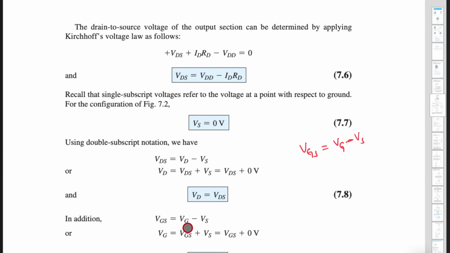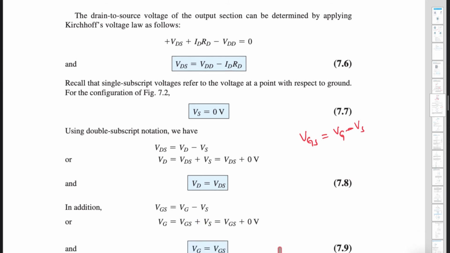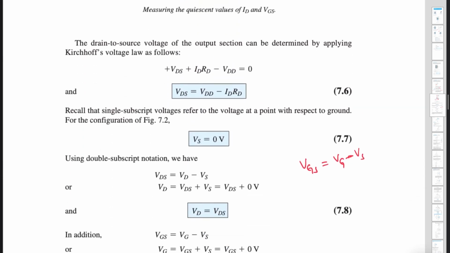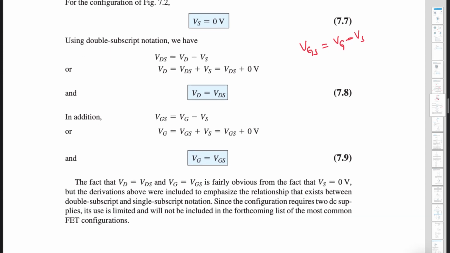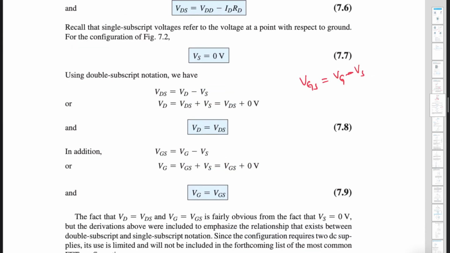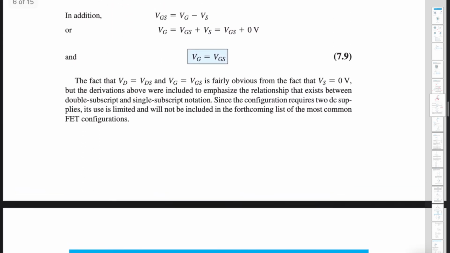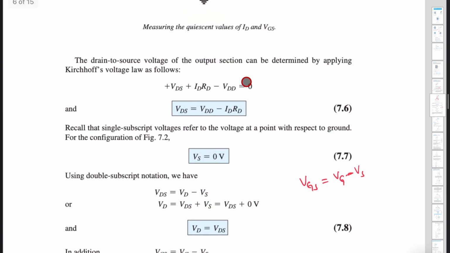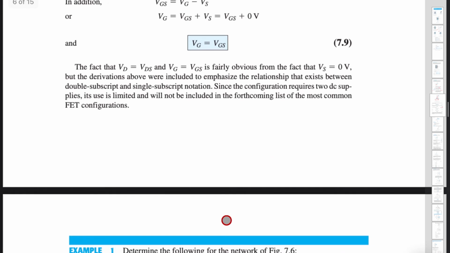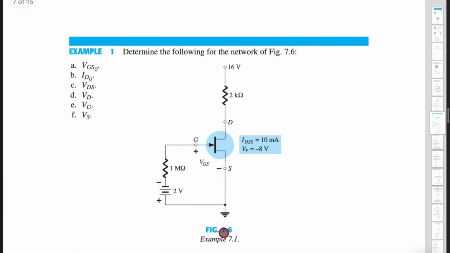Similarly, as I said, VGS is VG minus VS. This is unknown, this is known because you have measured it. VS is 0, so you have this equation. So as I said, the analysis and mathematical derivations are very simple. If you are asked in exam to derive the equations for fixed bias FET, then you need to write these equations. Just write KVL for input and KVL for output. That's it.